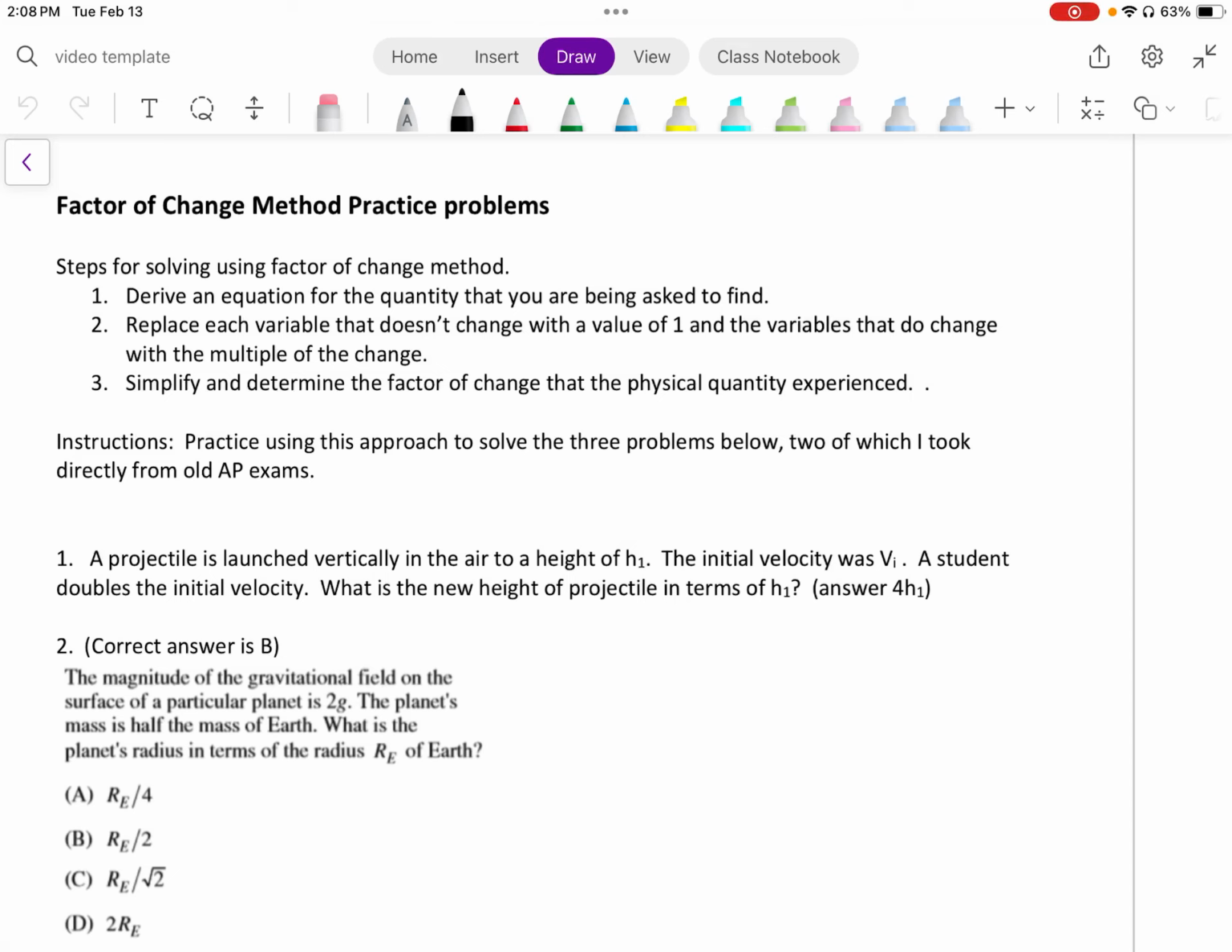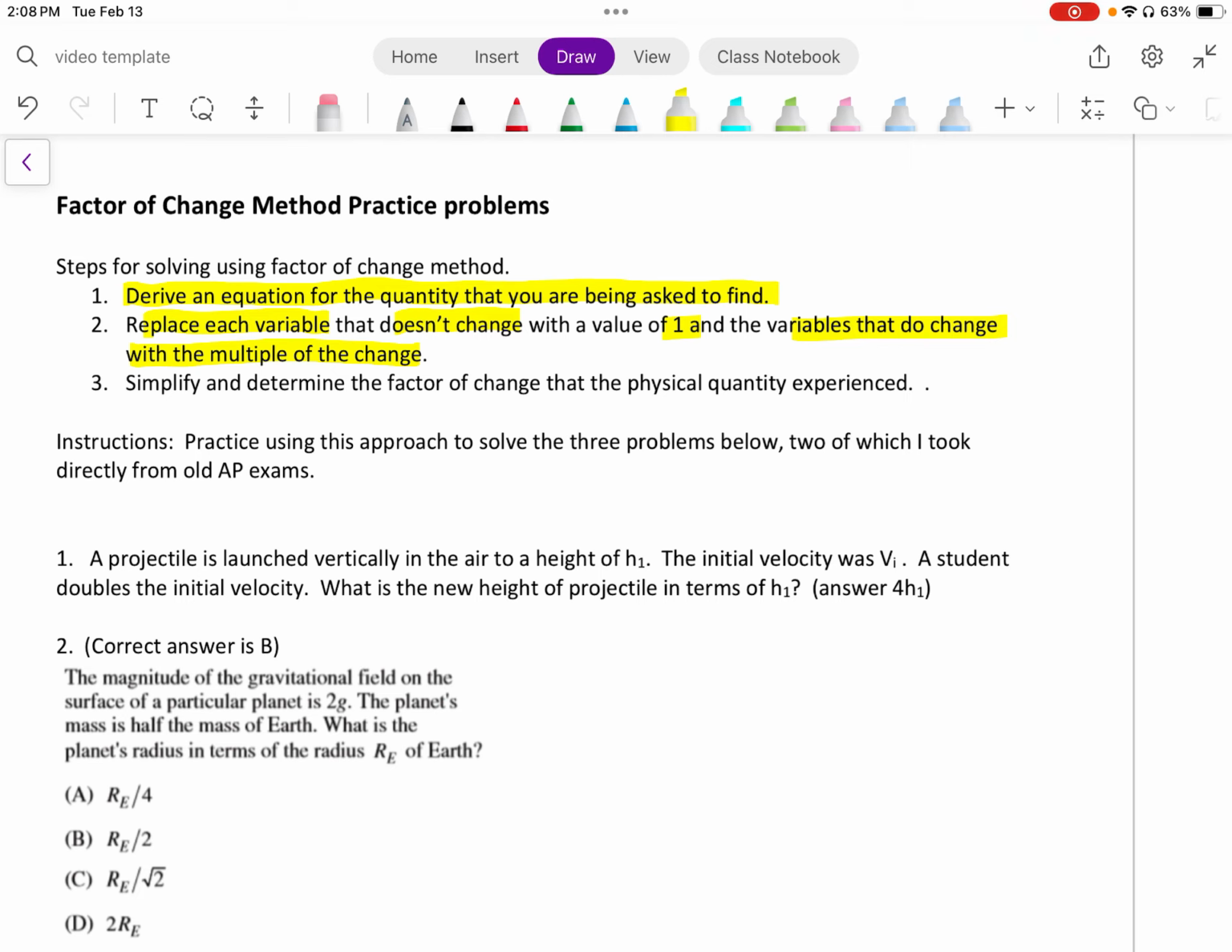This is a video of me explaining how to use this factor of change method to solve problems that I call ratio problems. First, derive an equation for the quantity that you're being asked for. Replace each variable in that equation that doesn't change with the value of 1, and the variables that do change with the multiple of the change.